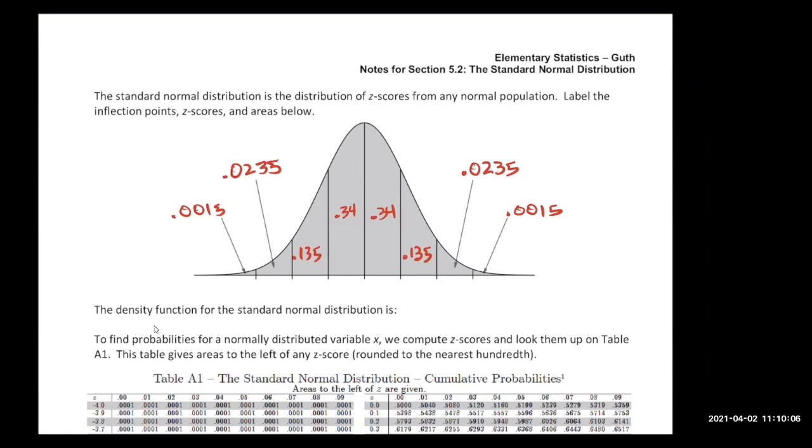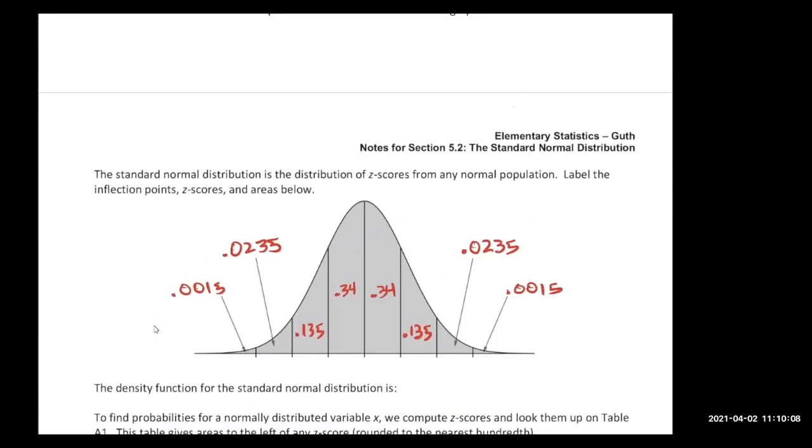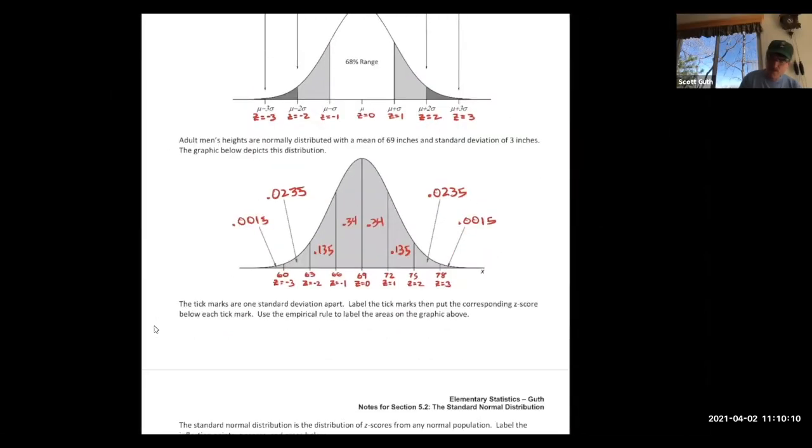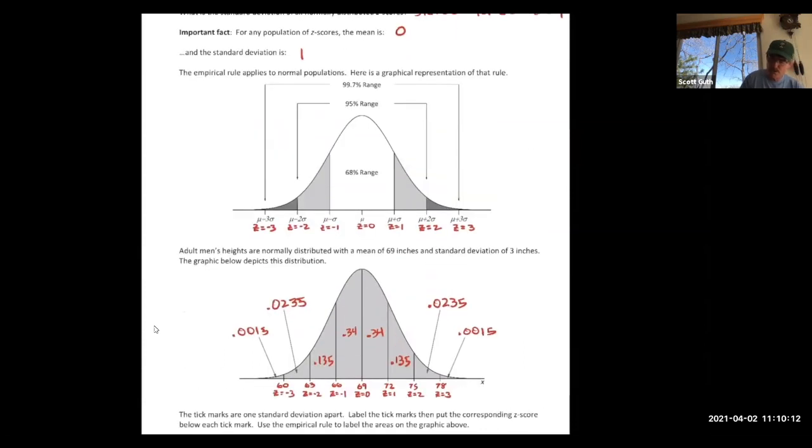How did you get the last measurement, 0.0015, or computation? Yeah, so we took the whole distribution and we subtracted out the 0.997. So the whole distribution is 1. If you subtract out the 0.997, you're getting these 2 skinny little tails right and left here. And then you have to divide that by 2. Thank you. Yep.